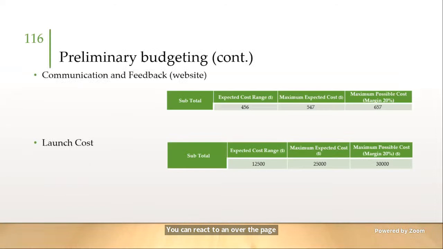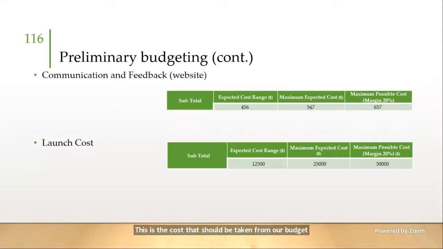For the communication and feedback, the website domain and host cost is about $9.5 per month. There's something that I forgot to say, that all the shown prices are in US dollars. For the communication and feedback, this is the cost that should be taken from our budget.